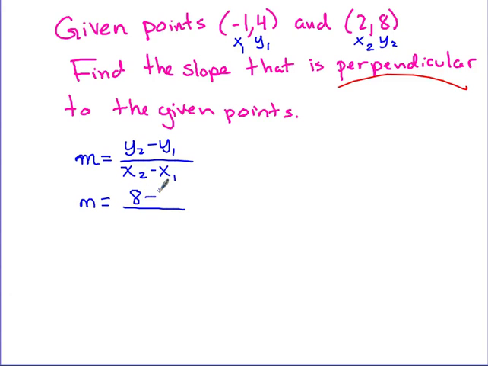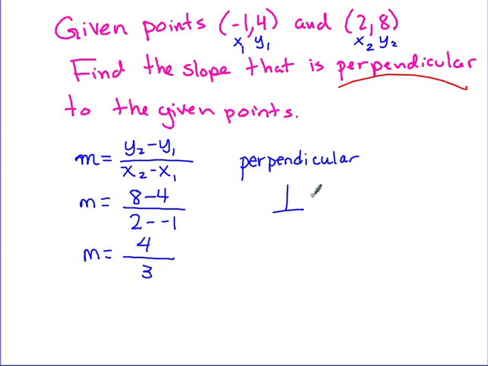So we've got 8 minus 4 and 2 minus -1, which would be 4/3. That is our slope. We want the slope that's perpendicular to that. So we need to find the reciprocal, which is just flipping those. So 3/4. And then if the original one was positive, this one needs to be negative. And it really doesn't matter where your negative sign is. You can put it up top, below, or in the middle.